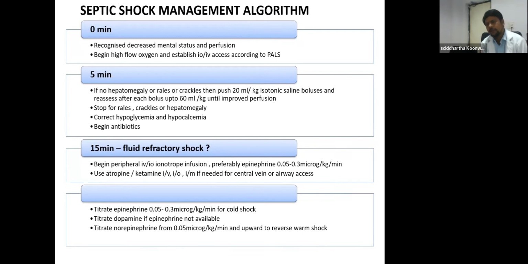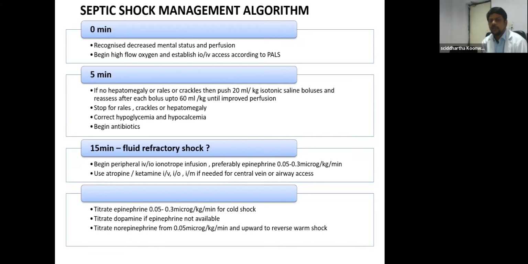Fluid boluses of 20 ml per kg could be repeated up to 60 ml per kg or until the perfusion improves. If there are any signs of fluid overload, such as rales, crackles, or congestive hepatomegaly, then we should stop any fluid bolus. We have to correct hypoglycemia as well as hypocalcemia. We should begin antibiotics within 1 hour.